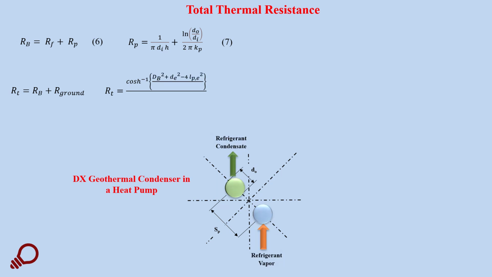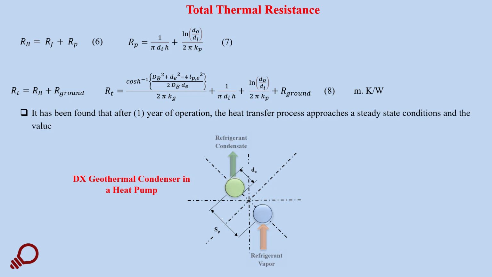R ground is usually a variable dependent on time, because the conditions in the soil vary with time, but equation 8 can be represented with a constant value of R ground, because it has been found that after 1 year of operation of the geothermal heat exchanger, the soil heat transfer performance will reach steady state conditions with R ground equal to 0.053 meter Kelvin per watt when the thermal conductivity of the soil was 2.42 watt per meter Kelvin.